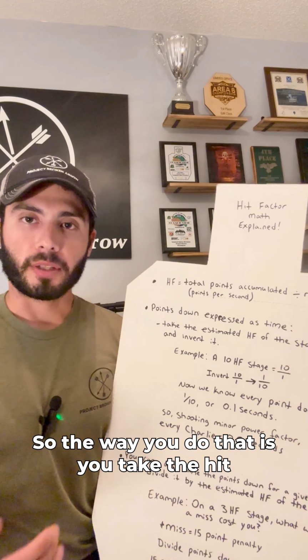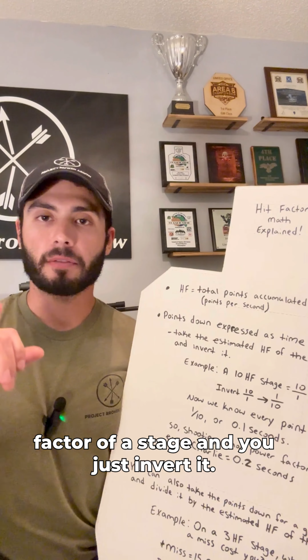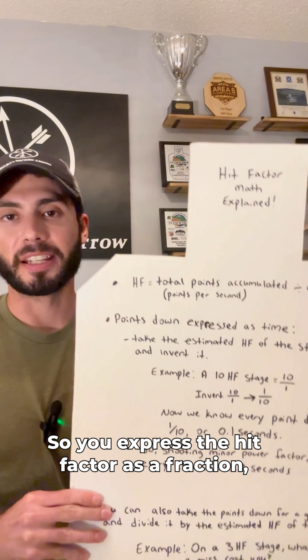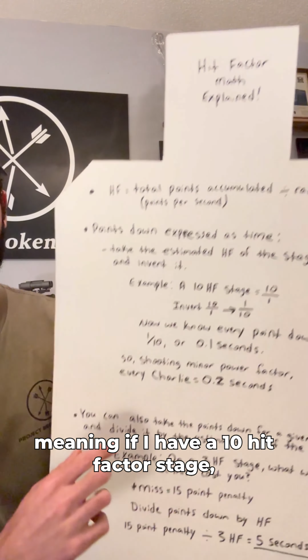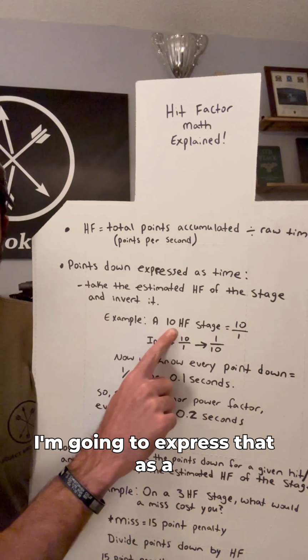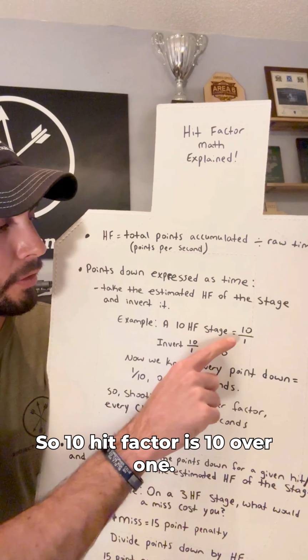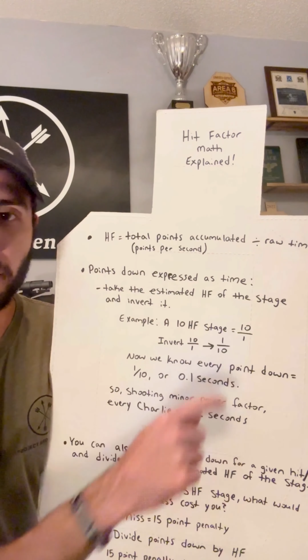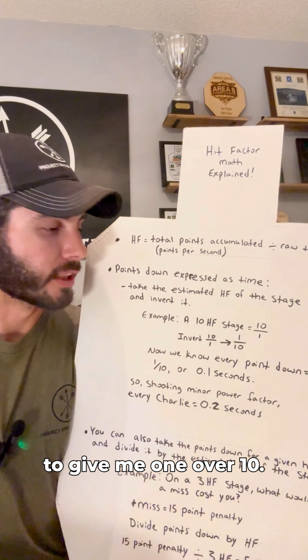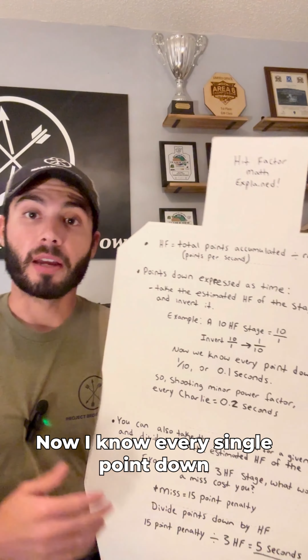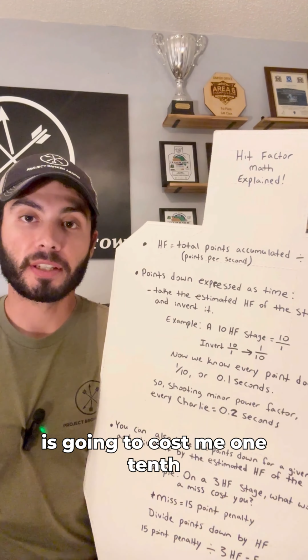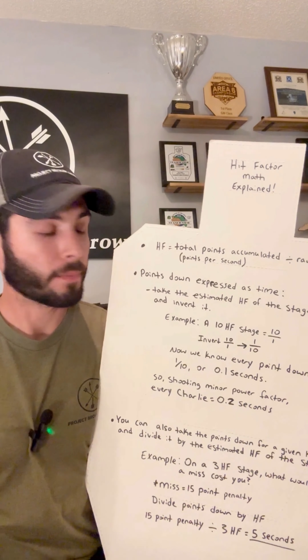The way you do that is you take the hit factor of a stage and you just invert it. You express the hit factor as a fraction, meaning if I have a 10 hit factor stage, I express that as a fraction by taking that whole number and putting it over 1. So 10 hit factor is 10 over 1. I invert that to give me 1 over 10. Now I know every single point down is going to cost me 1/10 of a second, or 0.1 seconds.